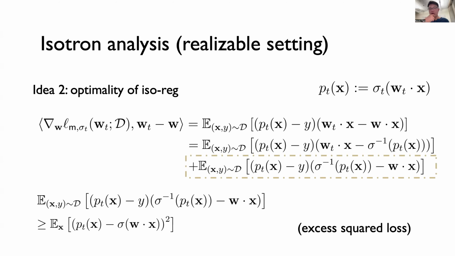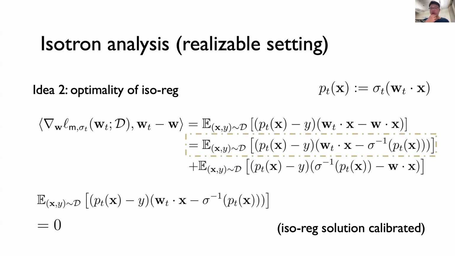Okay. So there's only two lines to analyze here, and they turn out both to be fairly straightforward in the realizable setting. First of all, the second term can be related to the excess squared loss simply because sigma is Lipschitz. In particular, for a Lipschitz function sigma, you can see that the prediction, the left-hand side, is simply p_t(x) minus y, and sigma inverse of p_t(x) minus sigma inverse of the expectation of y. So using Jensen's inequality and the realizability assumption, as well as Lipschitzness of sigma, it's straightforward to see that this term dominates the squared loss.